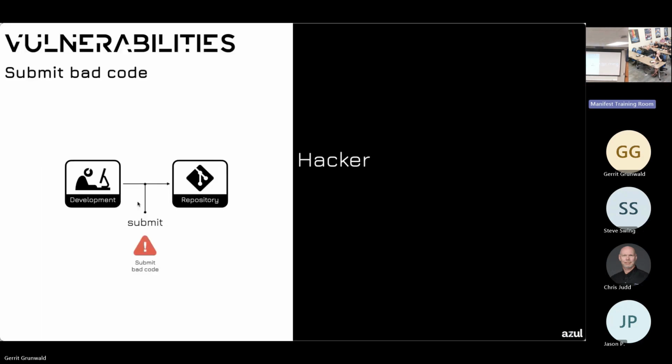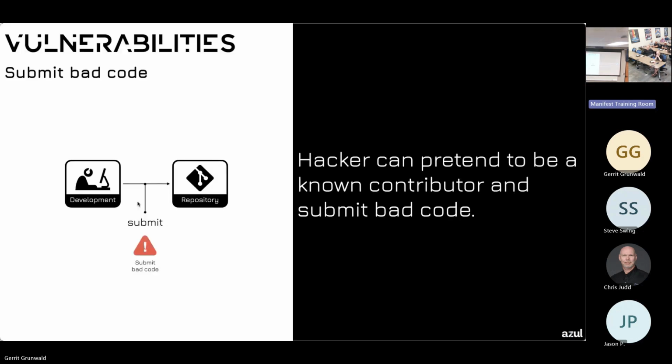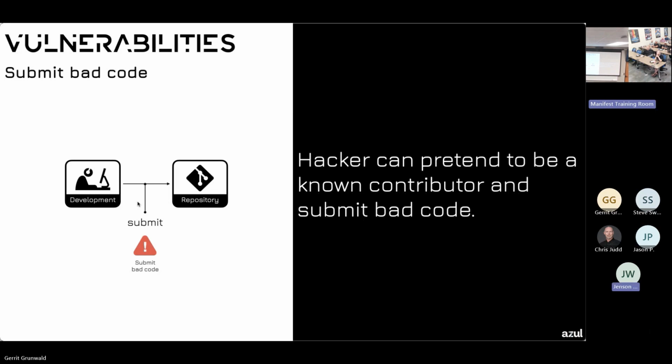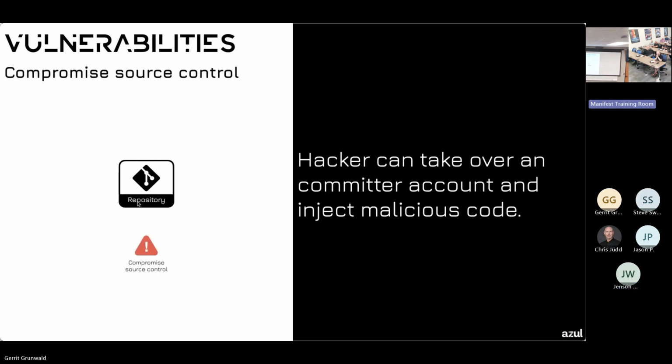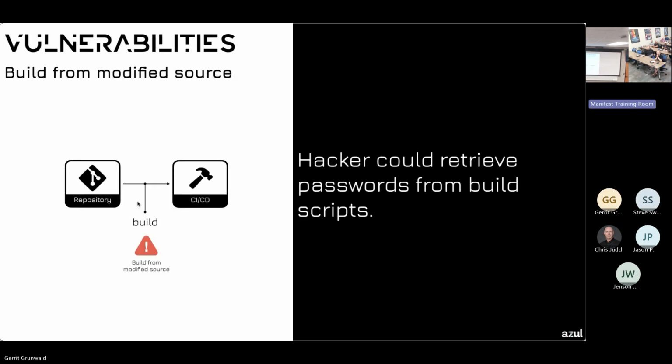Vulnerabilities in principle here are, for example, and these are just examples, right? The hacker can pretend to be a known contributor and submit bad code. Sounds so simply stupid, but yeah, this happens. If you're not aware, people just take over. They can even take over committer accounts and then commit malicious code into the code base. And you usually think, yeah, that sounds like a movie. It never happens. It happens a lot.